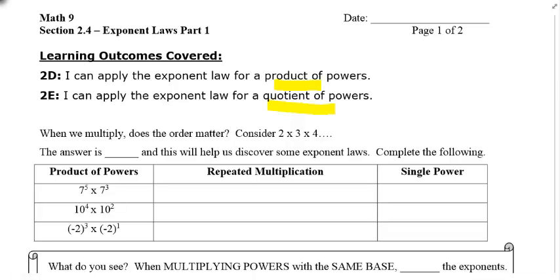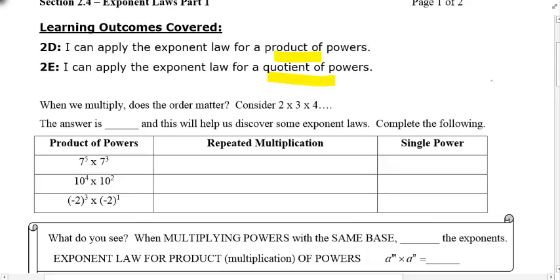Okay? When we multiply, my question is, does the order matter? So if I did 2 times 3 times 4, is that the same thing as 4 times 3 times 2? Or is that the same thing as 3 times 2 times 4? And I hope you are going to say they all produce the same answer, so therefore does order matter? No. And this will help us discover some of the exponent laws.